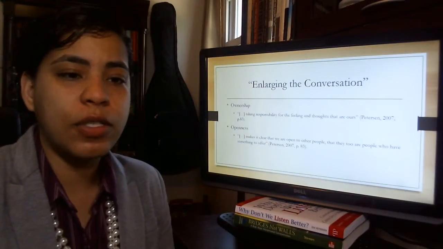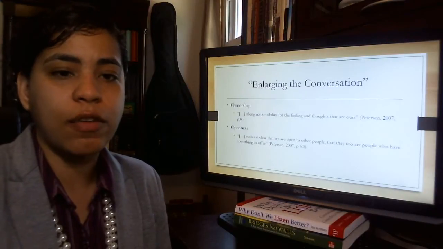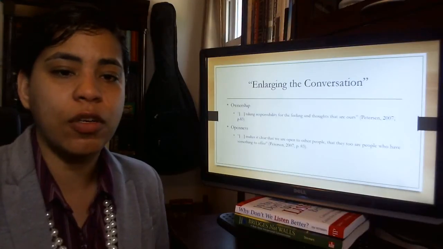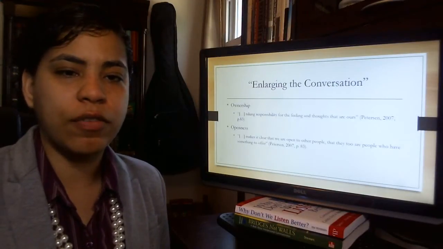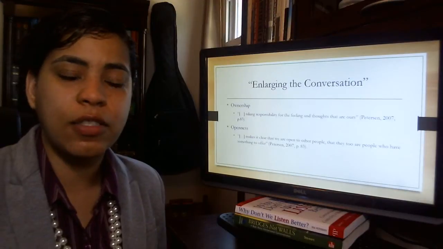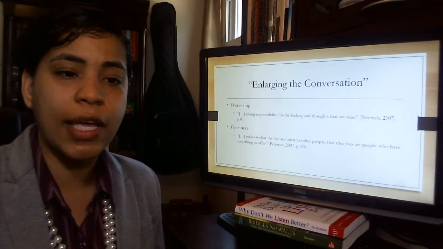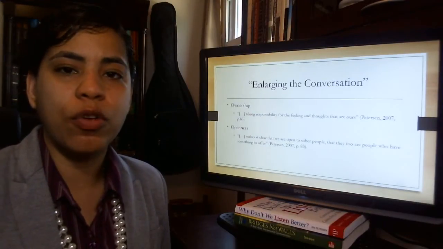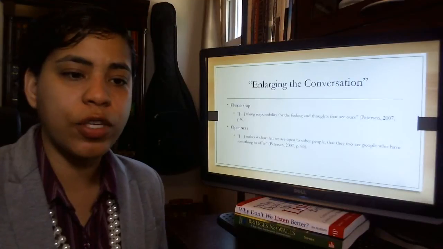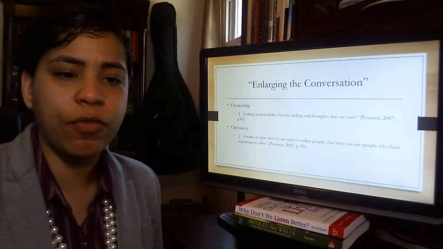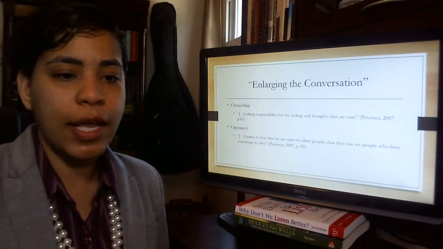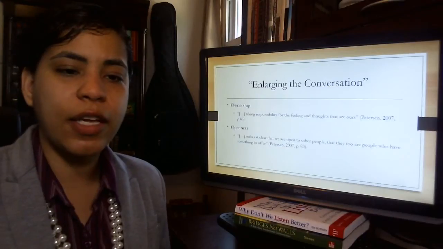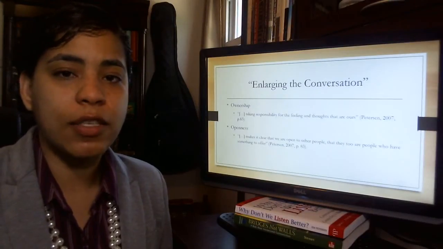Enlarging the conversation can be seen as maintaining an open and honest line of communication that allows each participant to be both seen and heard in turn. It creates a more sufficient exchange of information by utilizing methods and techniques that maximize the benefits of both talking and listening. The term itself can be understood with two important goals described by Peterson as ownership, which is taking responsibility for the feelings and thoughts that are ours, and openness, which makes it clear that we are open to other people and that they too are people who have something to offer. Next slide.